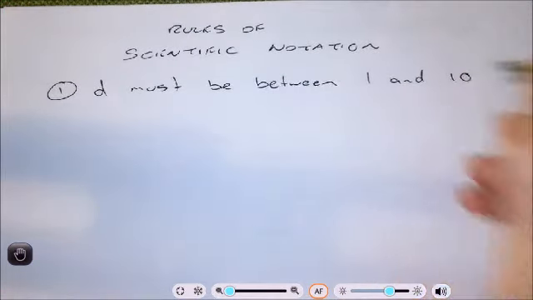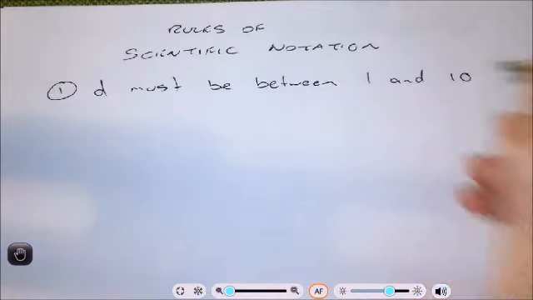Exercise 2, is this scientific notation? We'll check with rule number 1. Is D between 1 and 10? And no, D is smaller than 1, so it does not work. No. It breaks rule 1 because D is less than 1. You can't do that. That is not scientific notation. You'd have to change this.